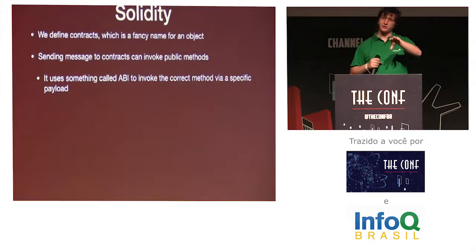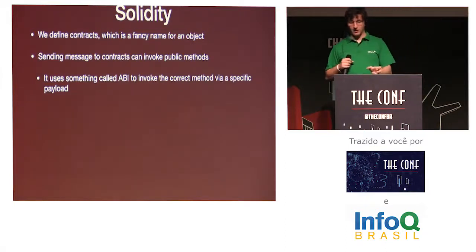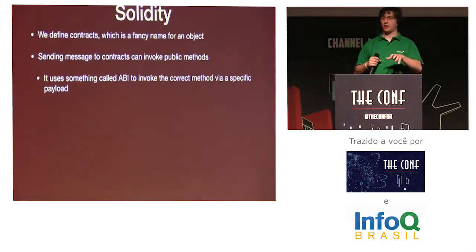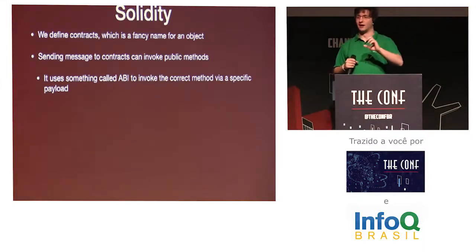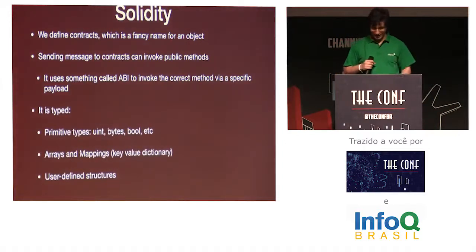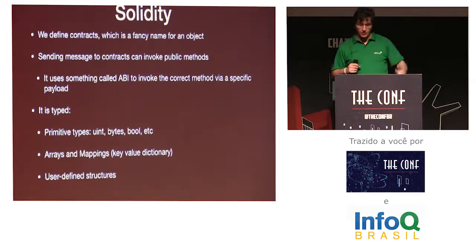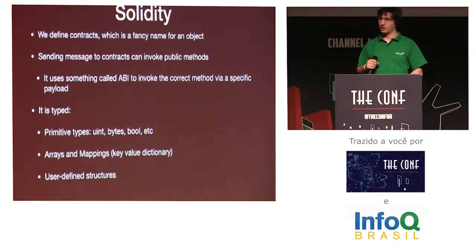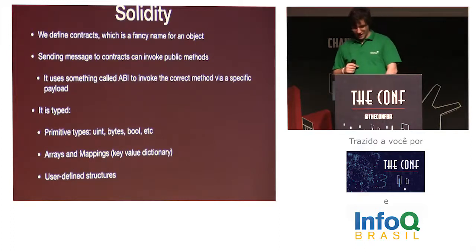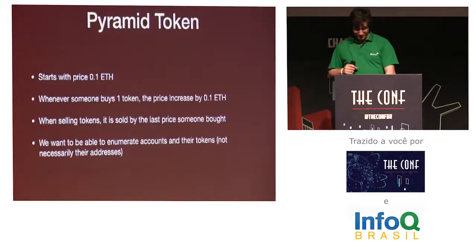The Ethereum virtual machine doesn't have any idea about methods. It just runs that code. The way Solidity does it is that it creates something called ABIs, to have an ID for each function signature, and then you send that. I think we're going to see that more in the next talk. And it's typed, so we have some primitive types like integers, bytes, bool, and we have arrays and mappings as built-in collection types. Arrays are arrays, and mappings are like a dictionary, right? And we can also define some structures.